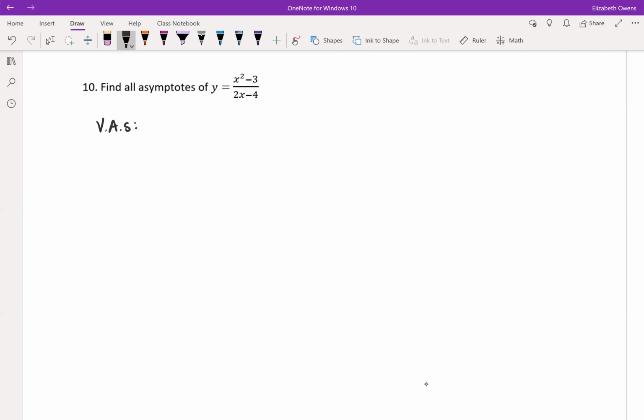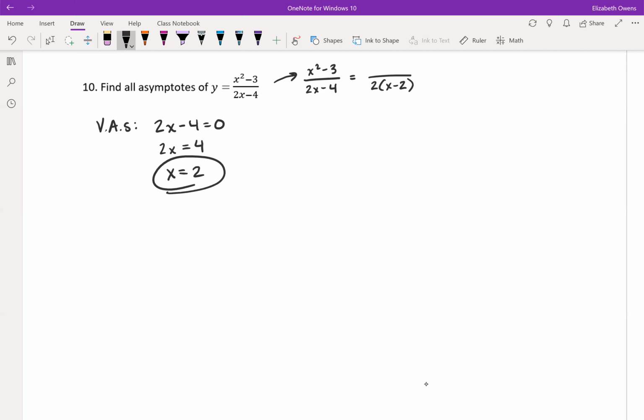starting with vertical asymptotes. We want to set our denominator equal to 0 and solve, and we end up getting x equals 2. To see if that factor is going to cancel out at all, you can usually tell by looking at the function, but if you factor this, you can tell it's not going to cancel out. There's our factor down there, the x minus 2 that causes this x equals 2 value.